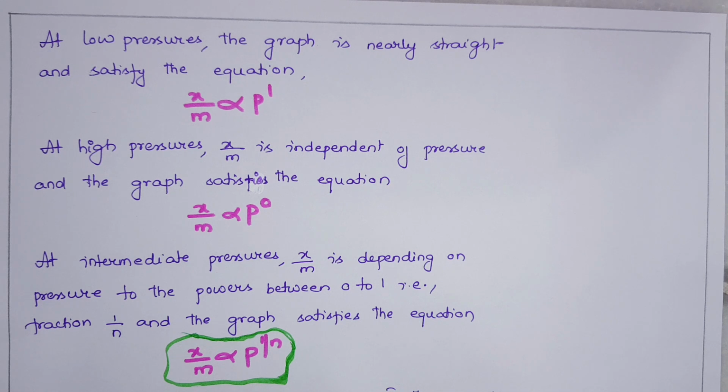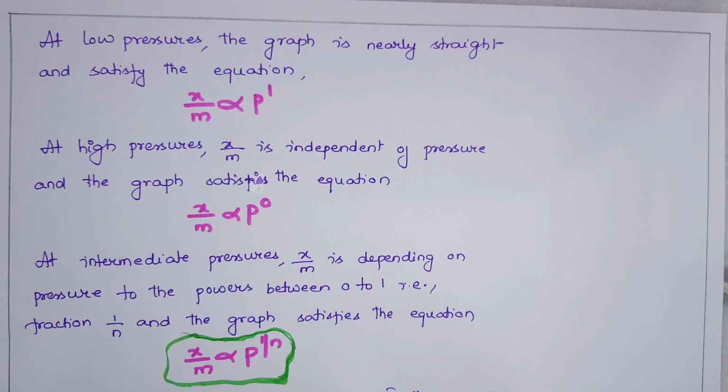At low pressures, the graph is almost straight, and it satisfies the equation x by m proportional to p power 1. What is p power 1, students? P power 1 equals p. That means x by m is directly proportional to p. So as pressure increases, x by m also increases. This is what we understood at low pressures.